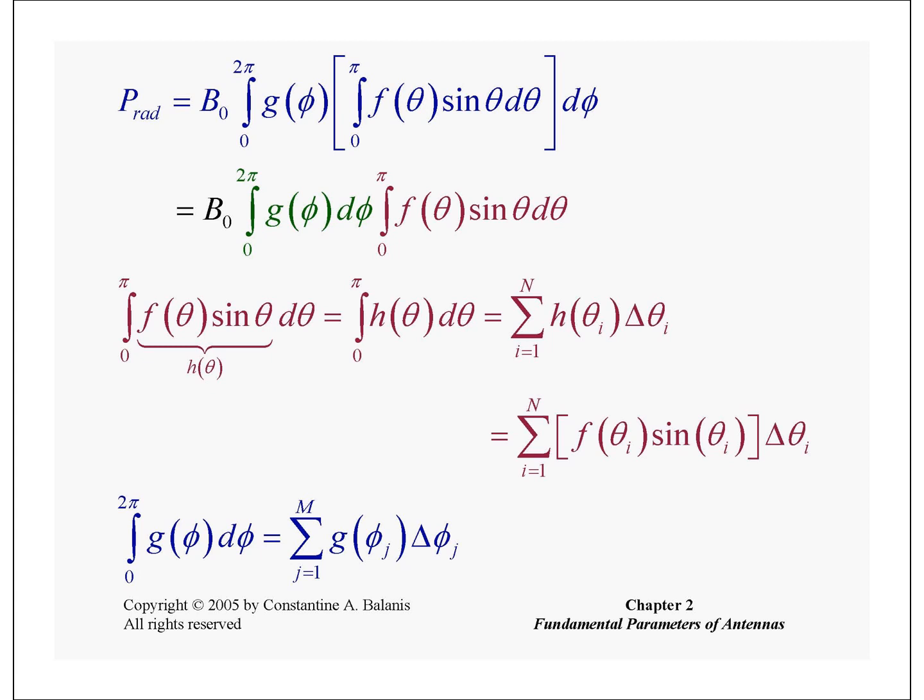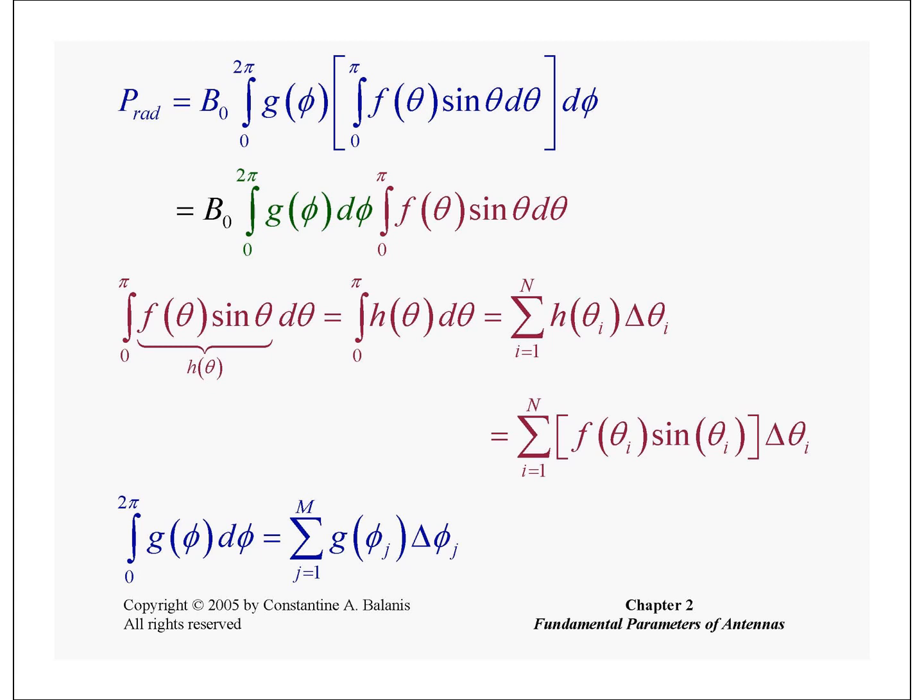The theta integral can be approximated by a numerical summation, which is equal to h theta. H theta is basically the function f theta times sine theta, the product of two theta functions. So it can be a summation, i from 1 to n, of h theta i del theta i. Now what is del theta i? Del theta i is the step size of theta. We are basically dividing the theta plane into n samples. We take n samples along the theta plane.